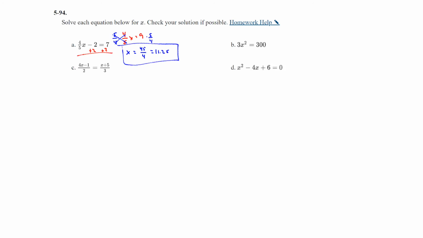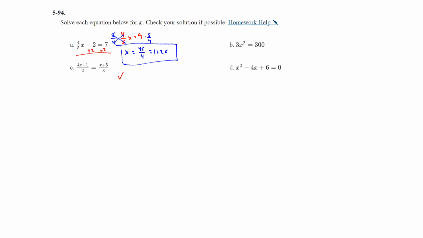And then to check your answer, you're just going to take that and plug it back in. So to check, it would be 4/5 times 11.25 minus 2 equals 7, and it does check.